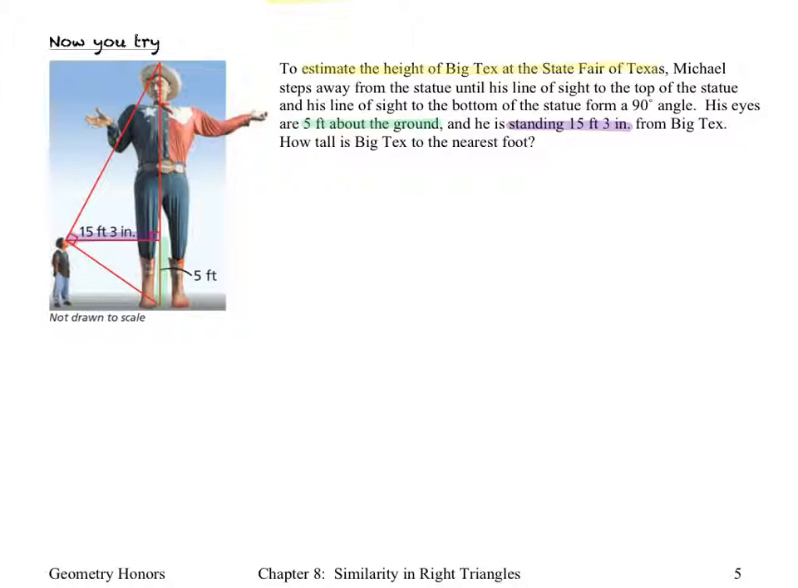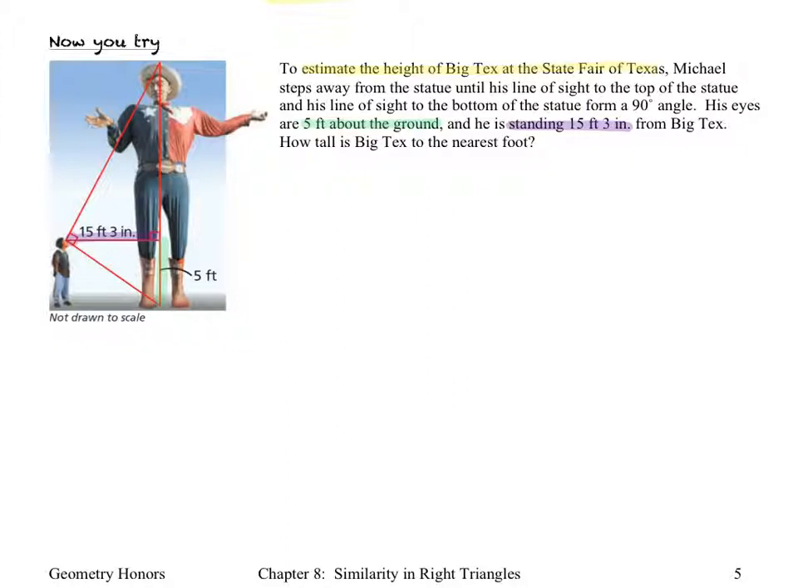So the one thing I'm going to caution you before you turn off the video and get to work on this is some of our distances are given to us in feet only, but some of our distances are given to us in a mixture of units, feet and inches. So like always, we need to convert everything to either inches or convert it to feet so that we can do the whole problem in one unit of measurement. And then at the end, we're going to make sure that we're in feet and we can round Big Tex's height to the nearest foot.